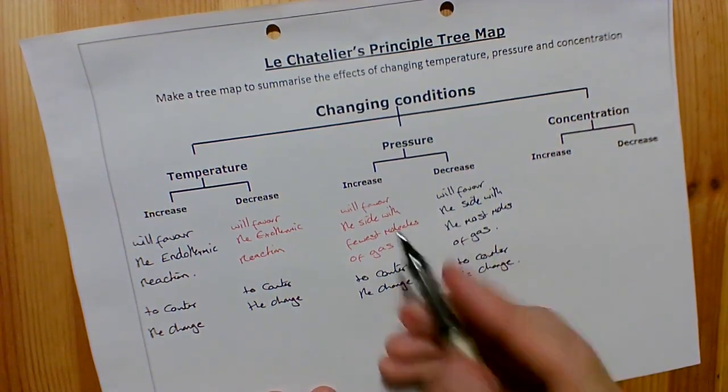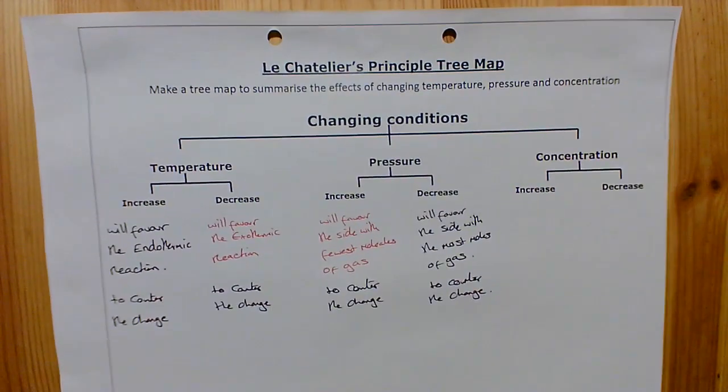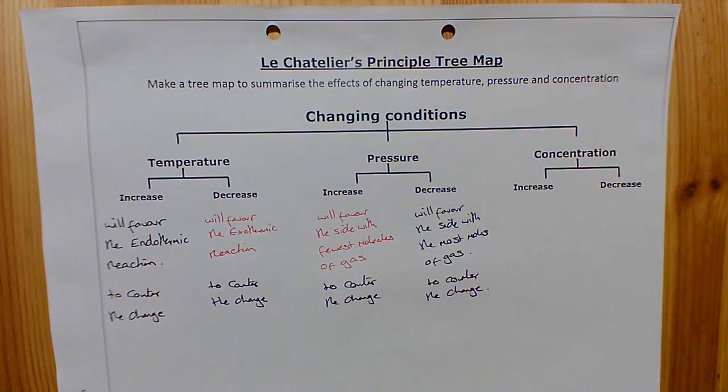So increasing pressure will favor the side with the fewest molecules because then there will be fewer particles in a fixed volume and the pressure will decrease. If I were to decrease the pressure, it favors the side with the most molecules of gas because then that would increase the particles in a fixed volume and therefore increase the pressure.